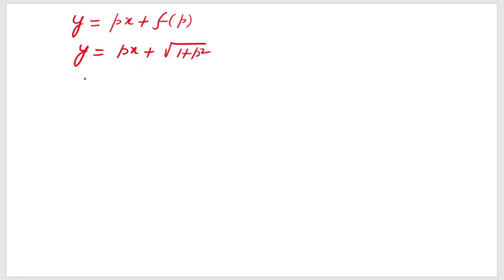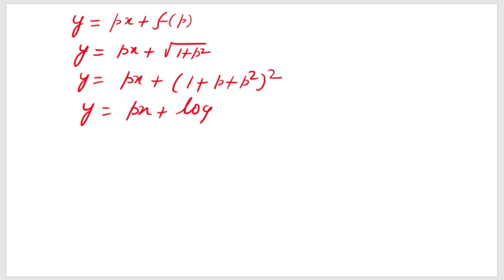So first of all, what is Clairaut's equation? Clairaut's equation is a very standard form of the equation. It looks like y is equal to px plus a function of p, right? For example, suppose I write some examples, like y is equal to px plus under root 1 plus p square. Another example, y is equal to px plus (1 plus p square) square. And y is equal to px plus log of p. So all these are examples of Clairaut's equation.